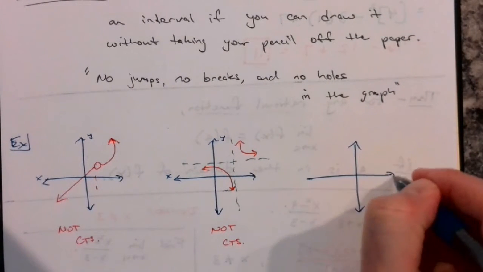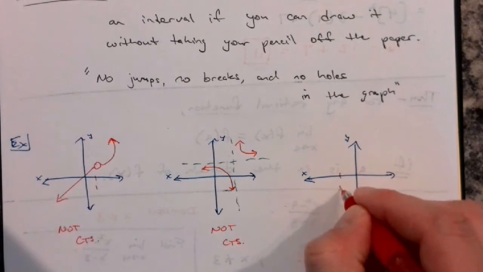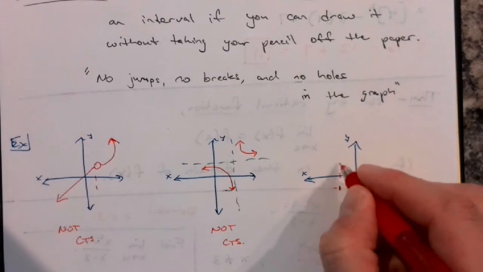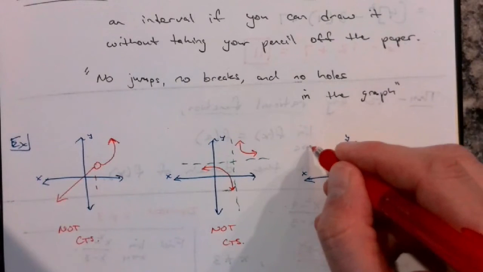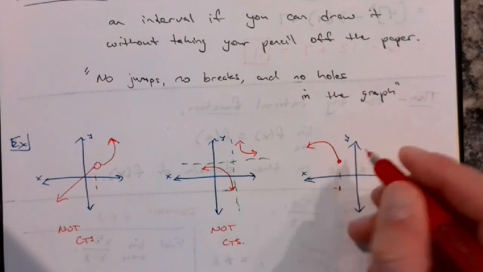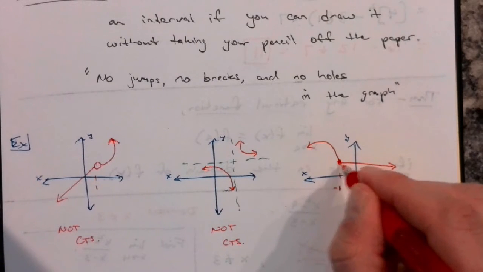And if I was to draw this one here, if I call this x and this y, and suppose I had, I'll call this -1. Suppose I had something like this, where it looked like that.